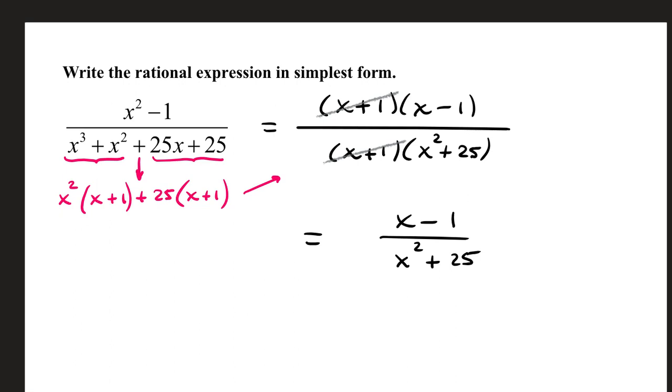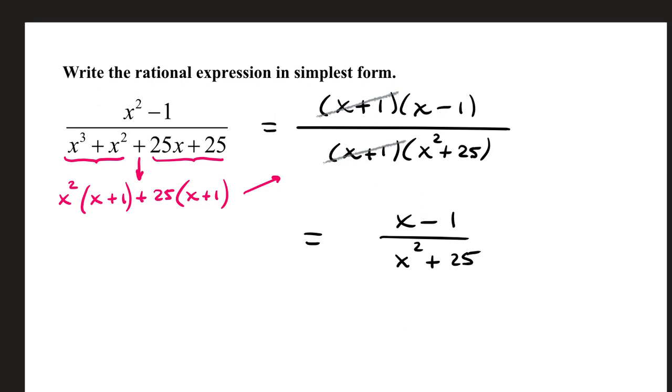Write the rational expression in simplest form. We have x squared minus 1 over x cubed plus x squared plus 25x plus 25. The numerator is a difference of two squares. Take the square root of each term. We have x and 1. Put in plus and minus signs to complete the factoring.